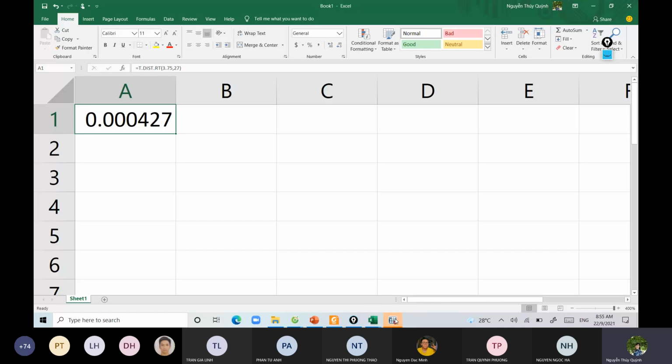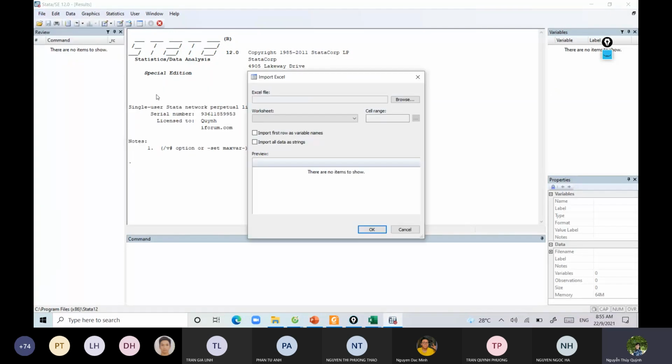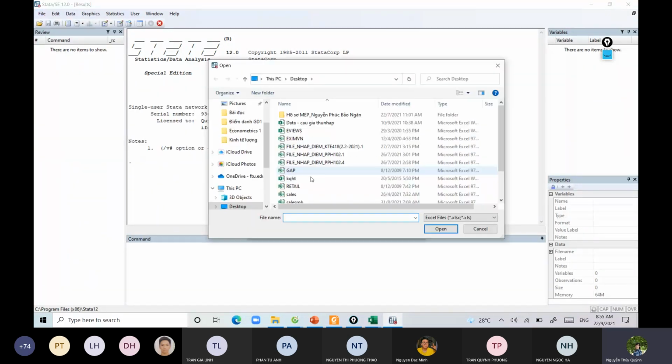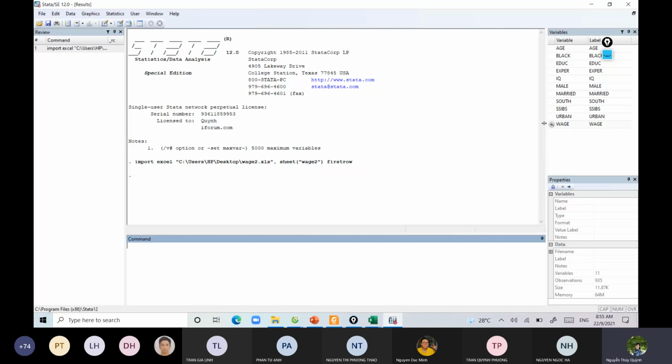I may use the file that we used last time, the one for the practice exercise for chapters 1 and 2, sorry. We input the data here first, and then we have our variables. For example, I want to regress wage on edu, exper, IQ. Then enter.